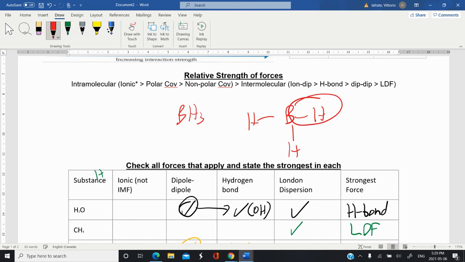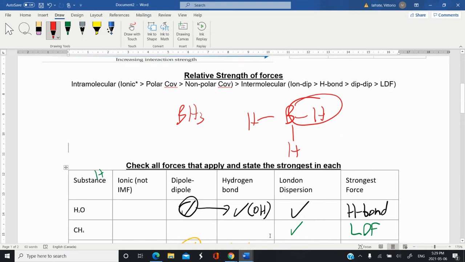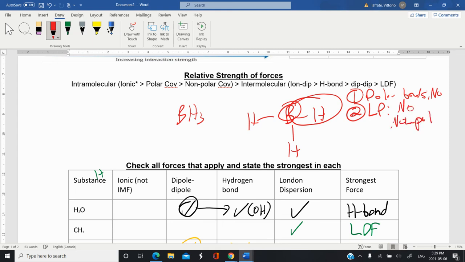And we're going to see if there's any polar bonds there. Are there any polar bonds? So between B and H, it looks like 2 minus 2.1. That's nonpolar, right? So it's a pretty equal share of electrons. So 1, polar bonds, no. And then 2, are there lone pairs around the central atom? No. So that means this is symmetrical, so it's nonpolar.